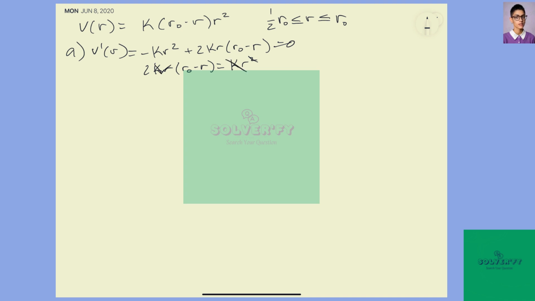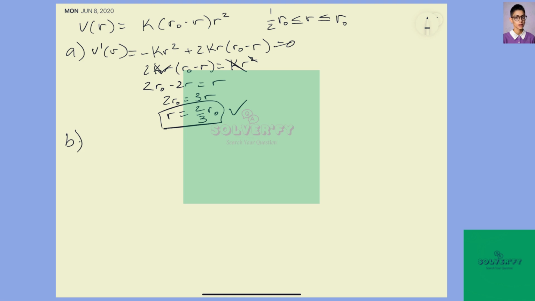So we'll get 2r0 minus 2r is going to be equal to r. 2r0 is going to be equal to 3r, or r is going to be equal to 2/3 r0. So this checks out with the experimental value given to us earlier in the question.